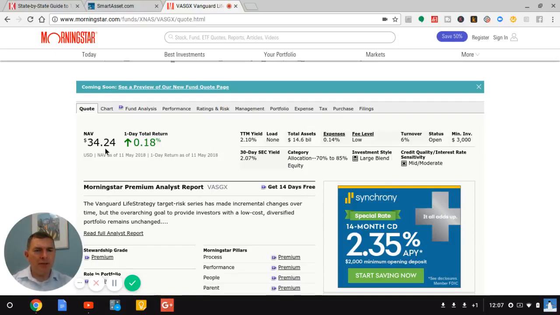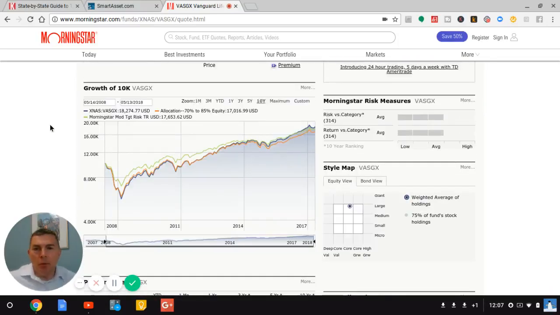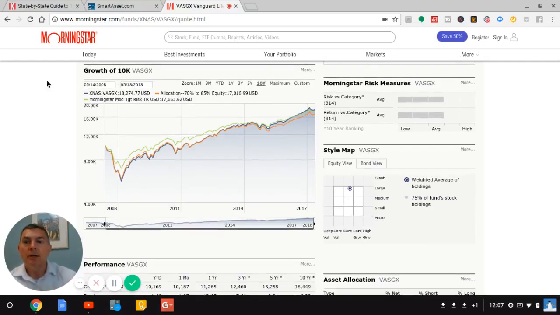Credit quality, interest rate sensitivity, mid moderate. Yeah, I'm not familiar with that. I can take a guess what that means, but it's not relevant to what I'm trying to accomplish here. Well, let me just talk about it.